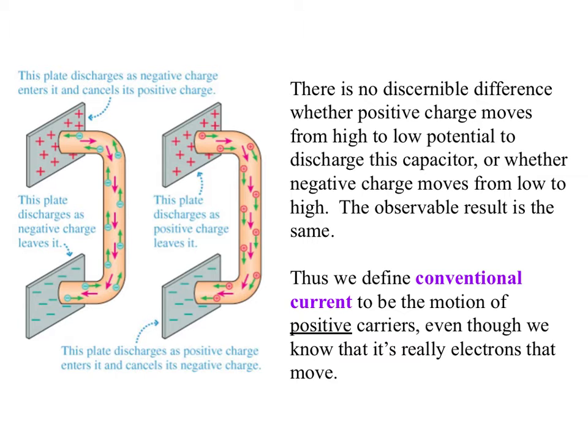So we're going to define something called conventional current, which is the motion of positive carriers. Even though we know that it's really electrons that are moving, we're going to pretend that it's positive charges that are moving.